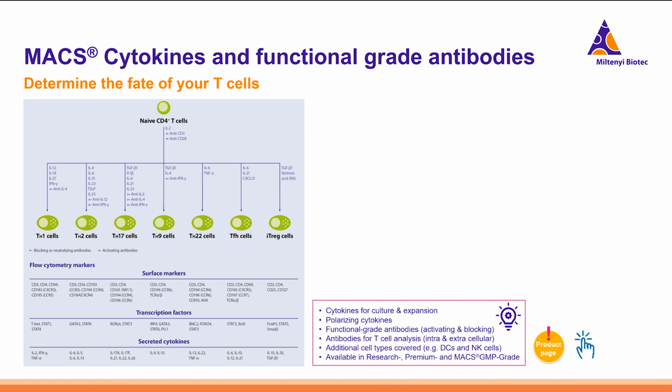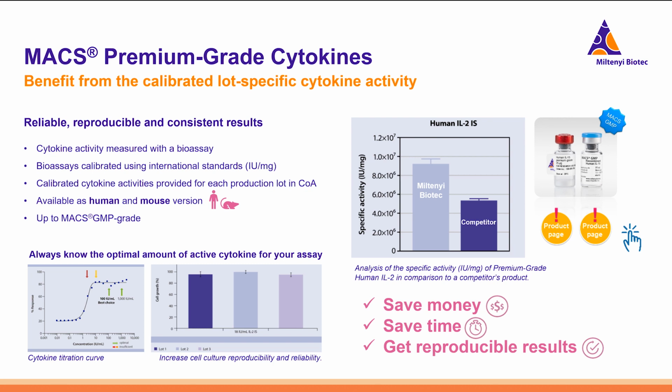Consequently, I'd like to point out that apart from our polarizing cytokines and functional grade antibodies, we also offer flow antibodies for the analysis of the different T-cell phenotypes via surface markers, cytokines, and transcription factors. Thereby, our cytokines and analysis tools are not only limited to T cells, but we offer much more variety, such as for dendritic cells and NK cells, as indicated on our webpage. Please note that we offer many stimulation reagents and cytokines in different quality grades, namely research grade, premium grade, and MACS GMP grade, according to your needs. Let's look deeper into our premium grade cytokines.